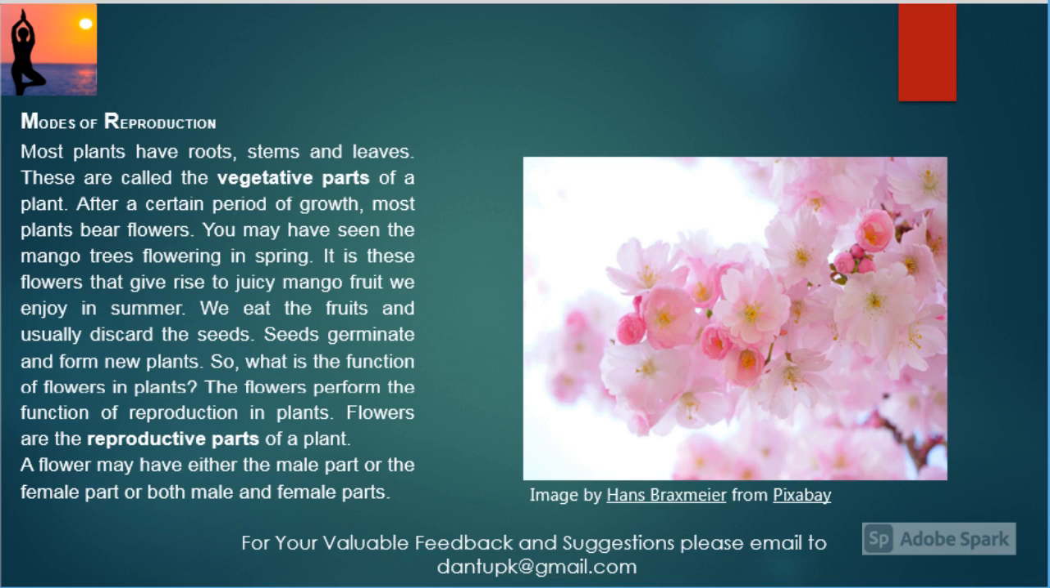Modes of reproduction. In class 6, you learned about different parts of a flowering plant. Most plants have roots, stems and leaves. These are called the vegetative parts of a plant. After a certain period of growth, most plants bear flowers. You may have seen the mango trees flowering in the spring. It is these flowers that give rise to the juicy mango fruit we enjoy in summer.